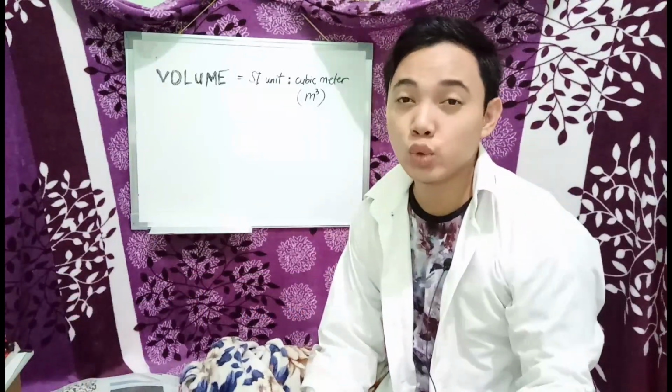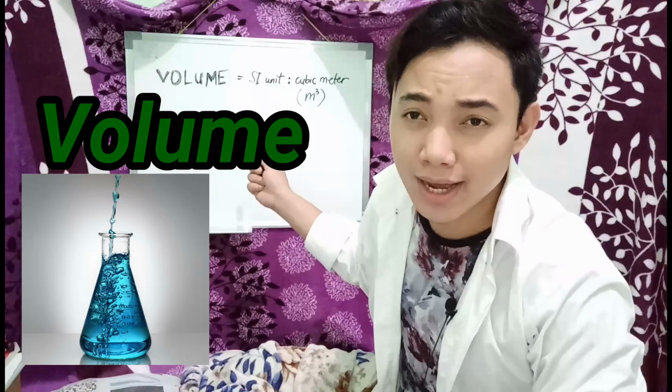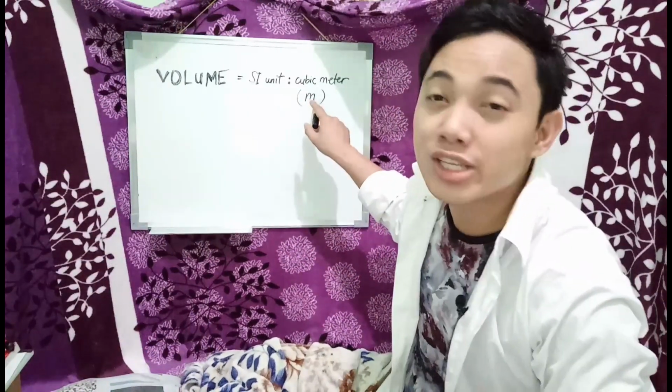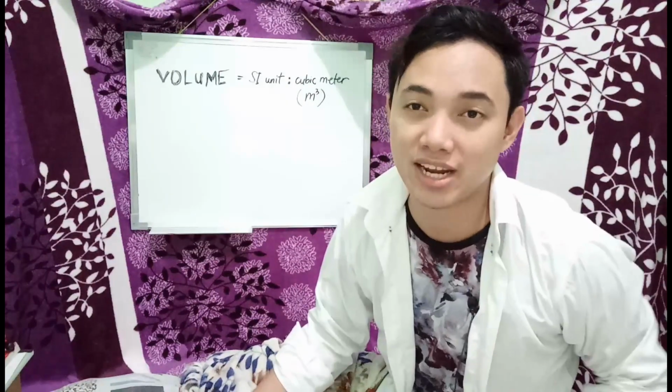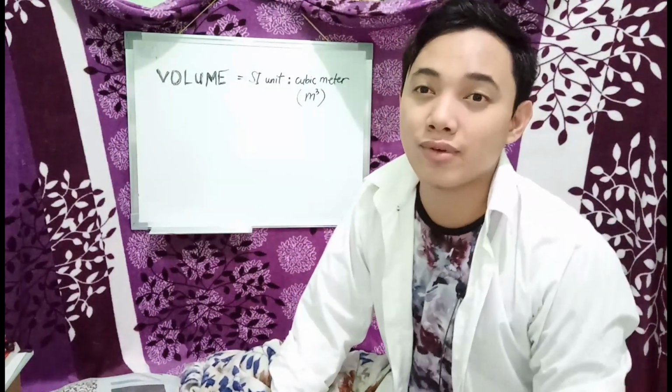And now, let's proceed to volume. So, ano yung SI unit ng volume? SI unit niya is cubic meter or stand for m raised to the power of 3. Yung superscript niya na 3. That's the SI or International System Unit of Volume.